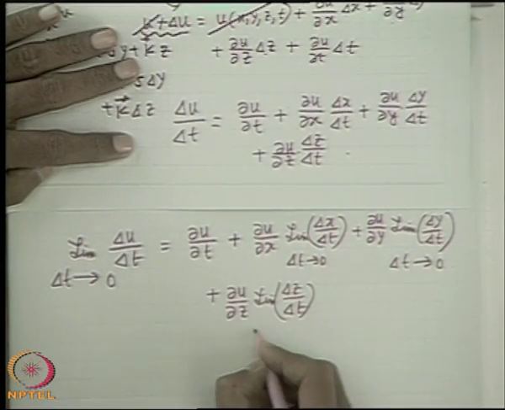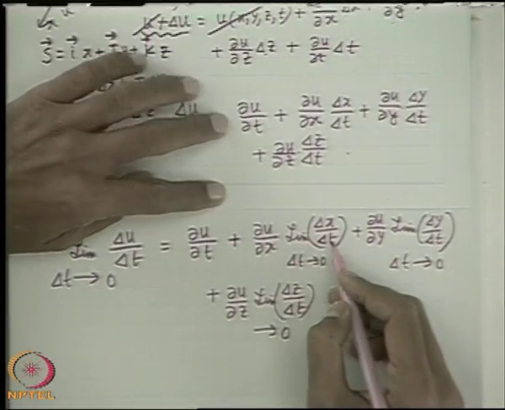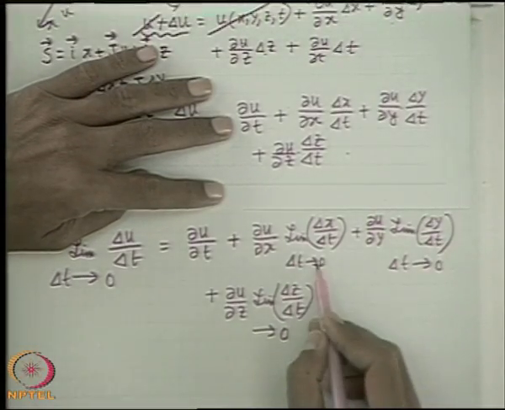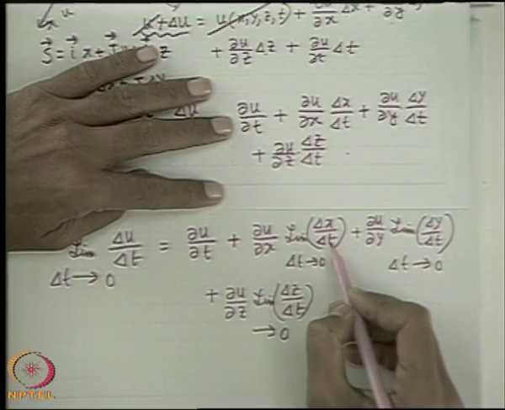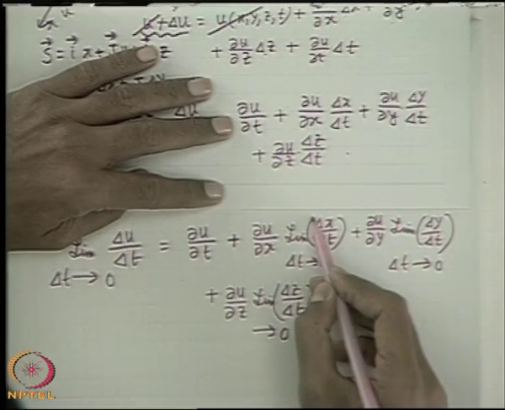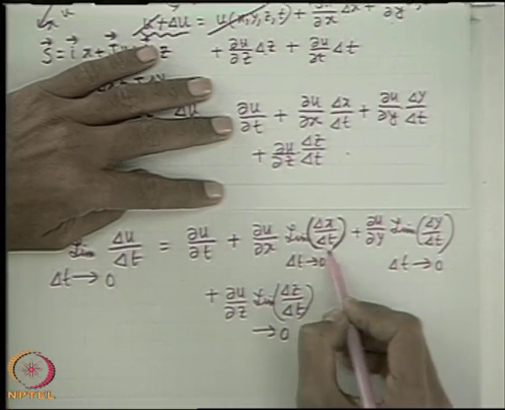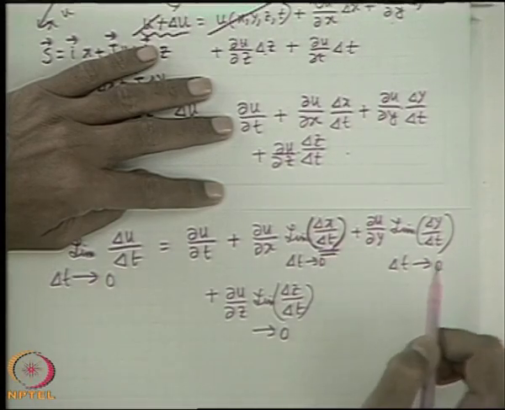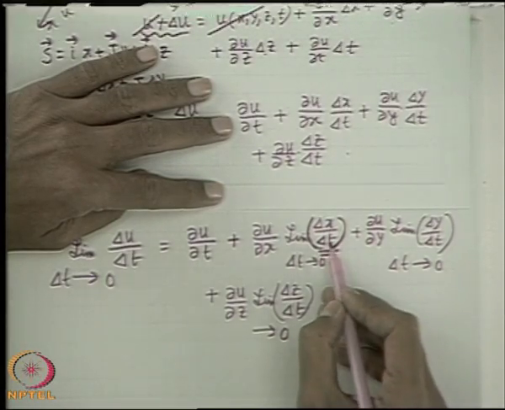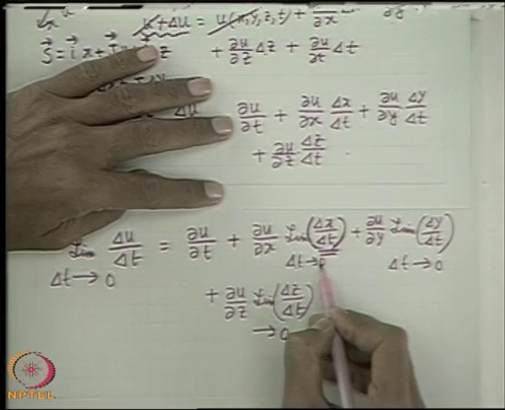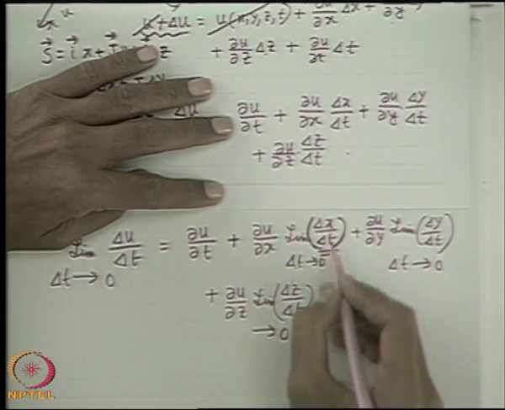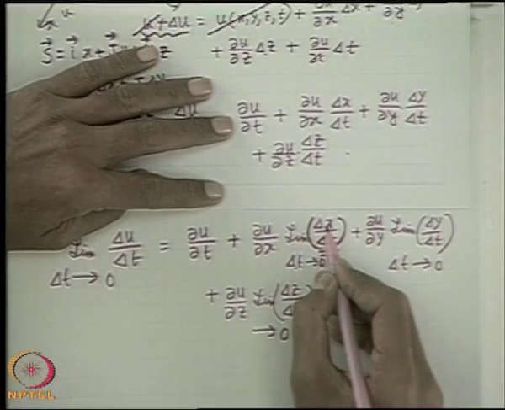Now you see these quantities, the limit of del x by del t, del y by del t, del z by del t as del t tends to 0. Both del x tends to 0 and del t tends to 0, but this ratio retains a finite value, and by definition this is the x component of velocity at a point. That means the x displacement divided by the time, in the limiting value as time tends to 0.